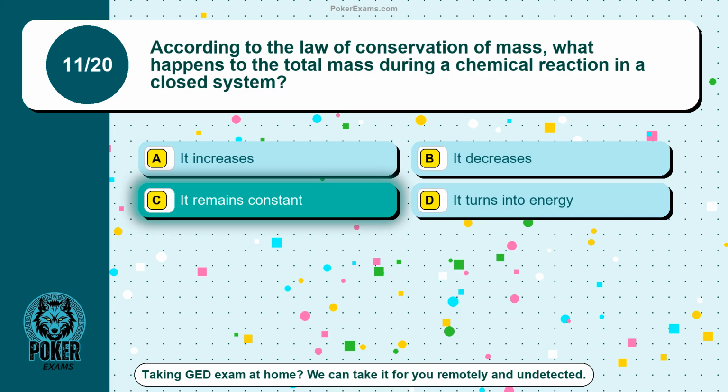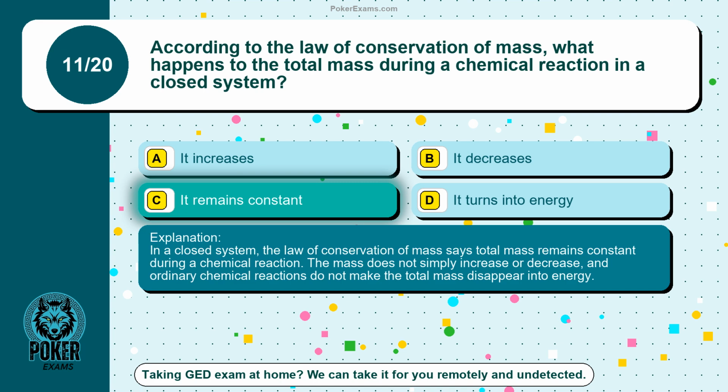The correct answer is option C. It remains constant. In a closed system, the law of conservation of mass says total mass remains constant during a chemical reaction. The mass does not simply increase or decrease, and ordinary chemical reactions do not make the total mass disappear into energy.